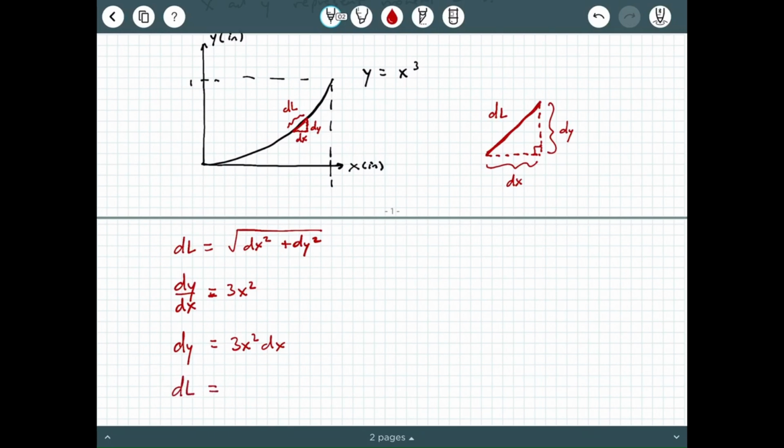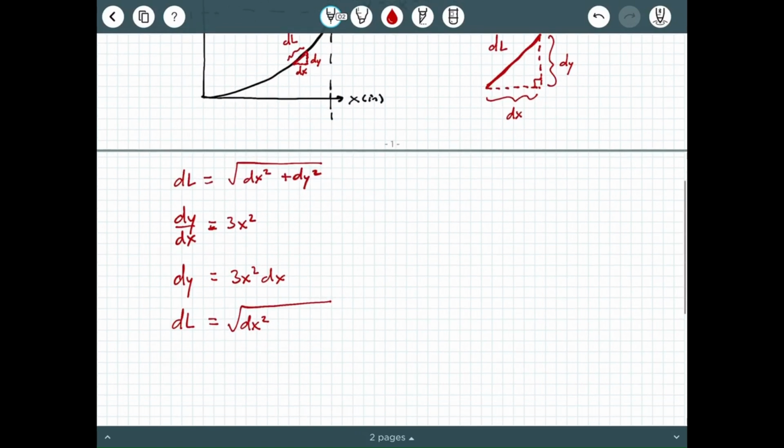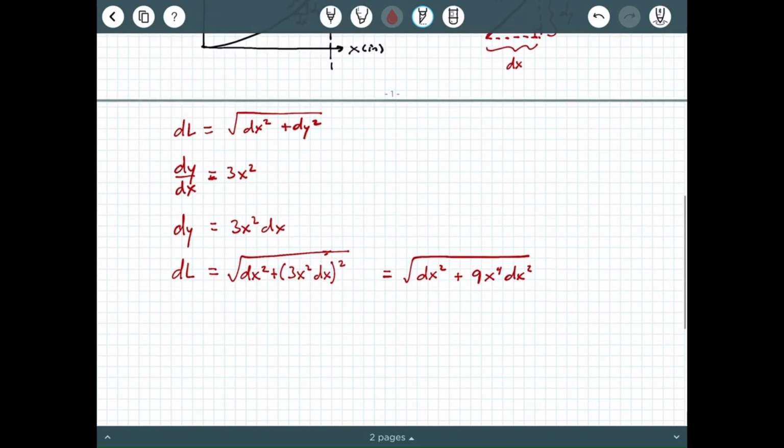So now what can I do? I can say dl equals the square root of dx squared, and now I can substitute this differential in for dy, okay? And so I'm going to have a quantity (3x squared dx) squared. Just like that, all right? Don't forget your plus sign right in between. So now let's work this out a little bit more. We have dx squared plus 9x to the fourth dx squared. All I did was square all of the terms inside of this parentheses here, all right?